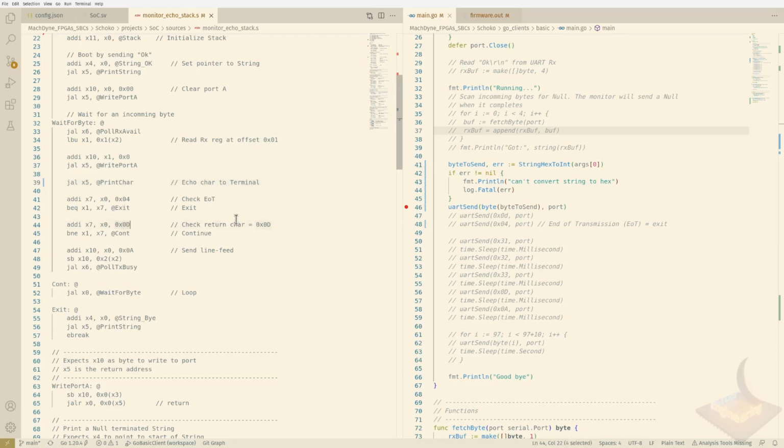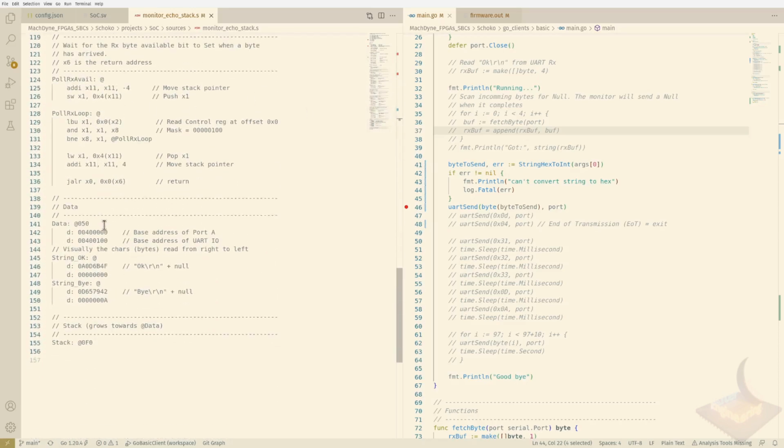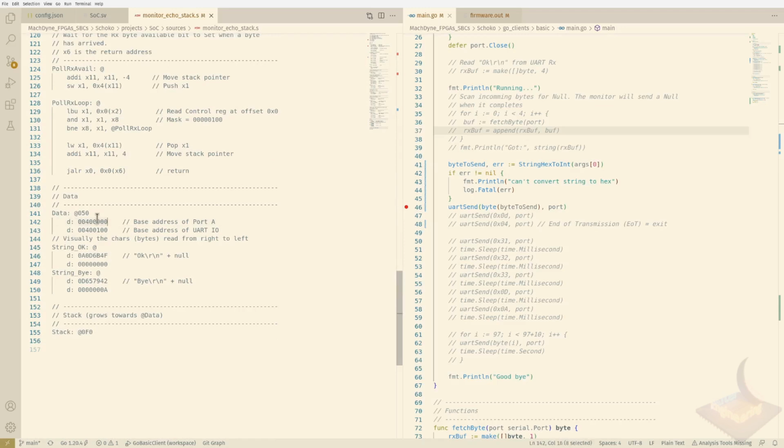Otherwise, a carriage return, we also echo back a line feed so that not only does the cursor go to the left, but it goes down as well. And then we go back into a loop. And that's it. So we have all of our routines down here for doing those things. And then finally we have our data section. Here's the base of A.